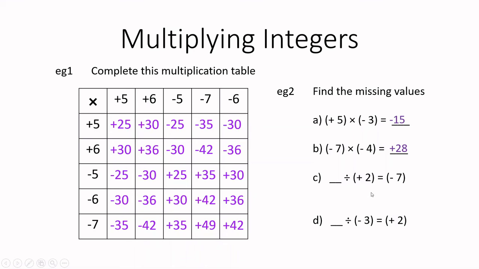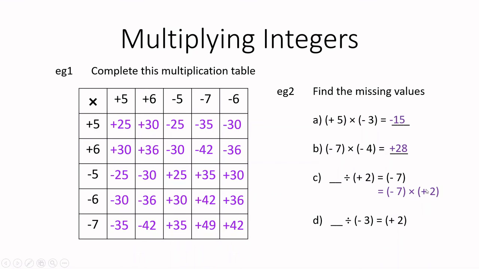And as I said for questions C and D, you're going to want to rearrange these equations and do show this working, so it's never a mystery to you when you go back over it in future. To find out what this blank is, let's get it on its own. It's being divided by positive 2, so let's do the opposite. Let's undivide that positive 2. Let's multiply it across. So this blank should be equal to negative 7 multiplied by positive 2.